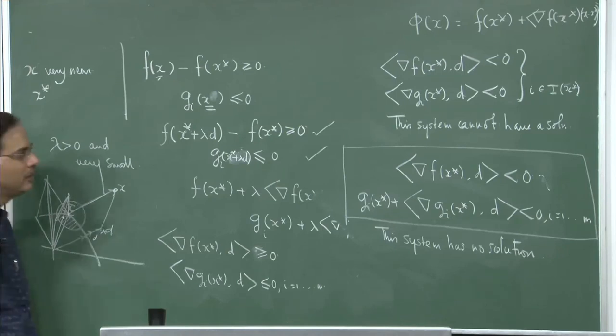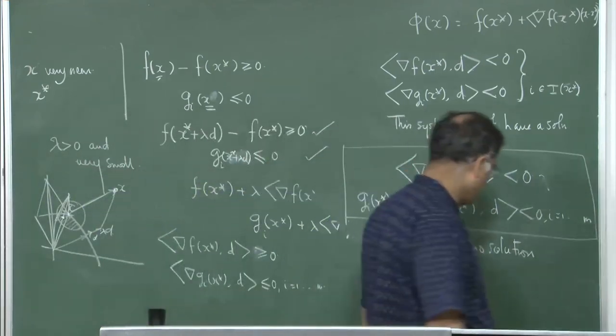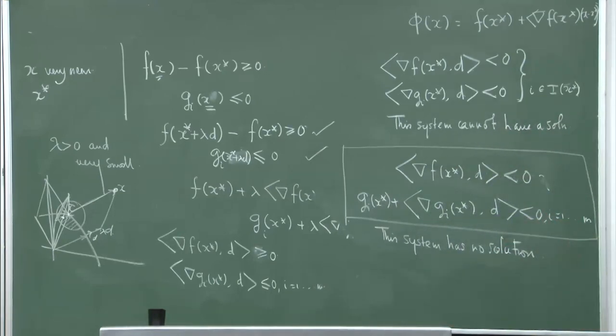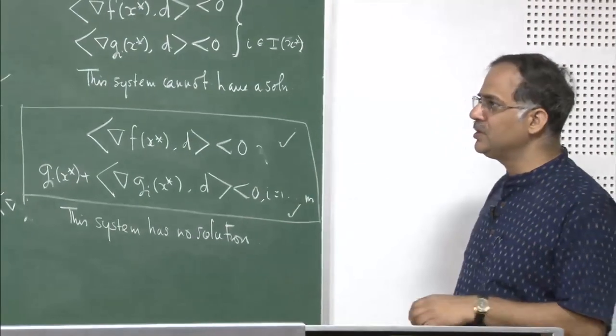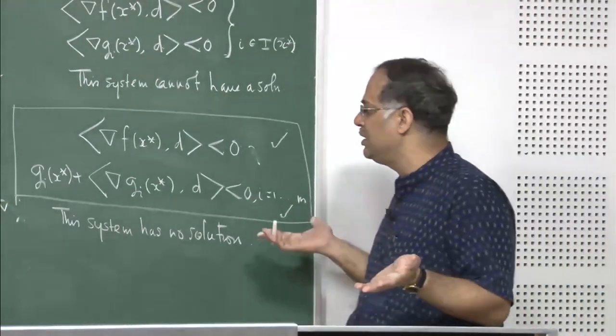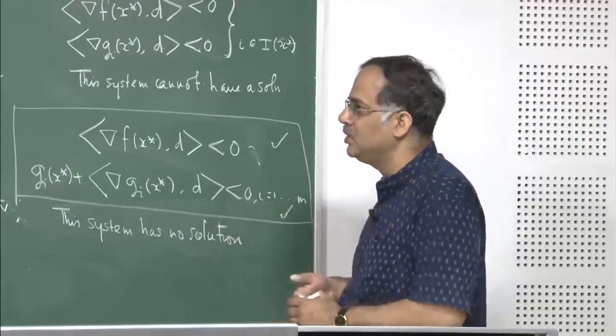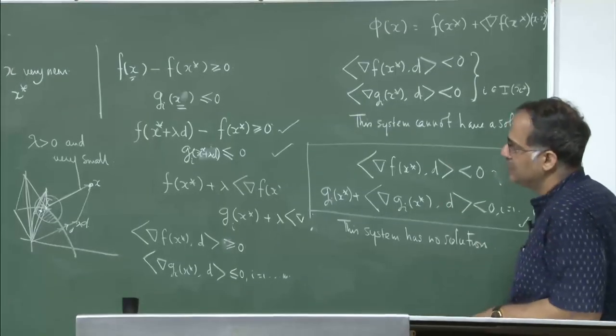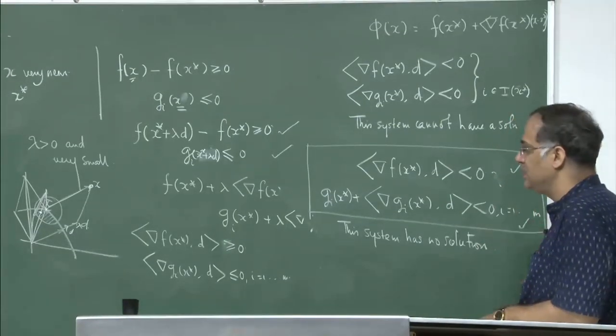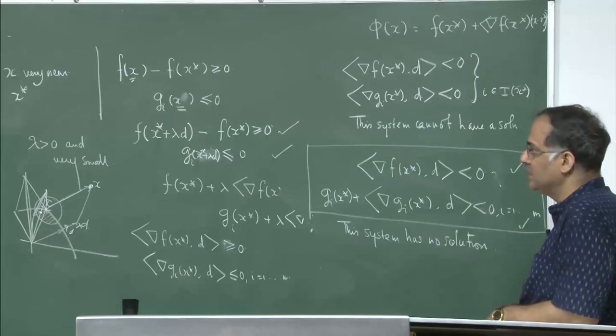So, let me tell you one thing, tomorrow we will start by proving this. Now, after I prove this, you might ask me, how is this such a difficult thing, how can I show that a system is inconsistent? It is not so easy to show that a system is inconsistent, possibly it is easier to solve a system rather than showing a system is inconsistent.